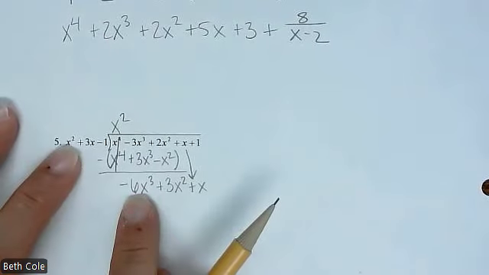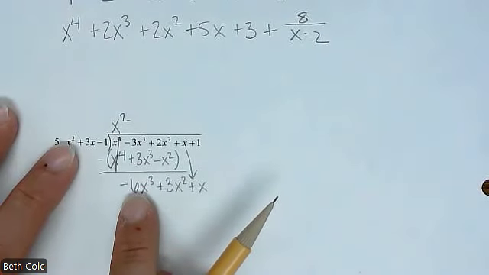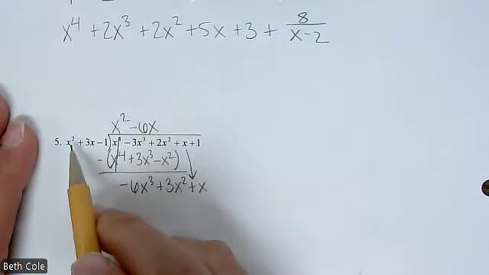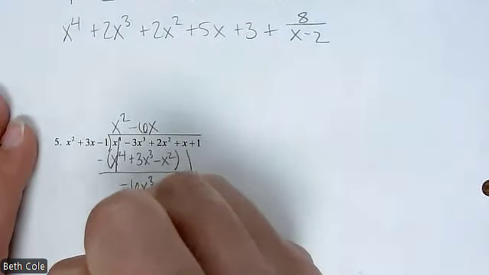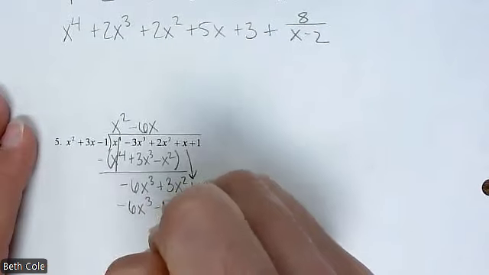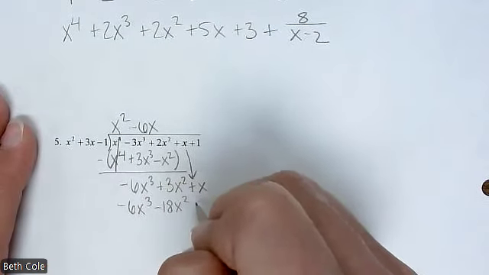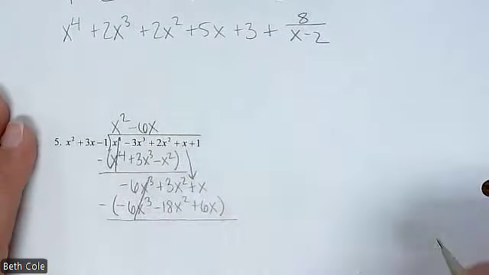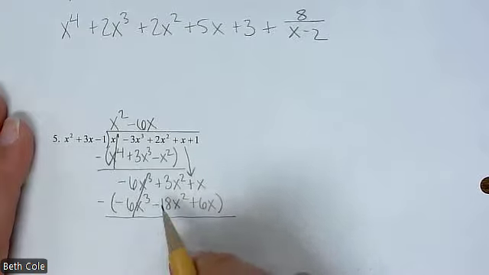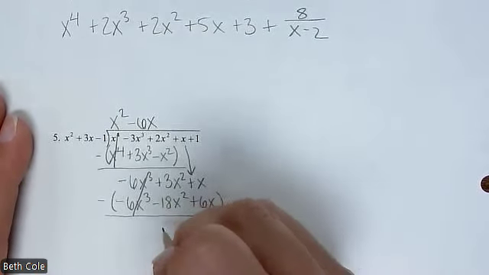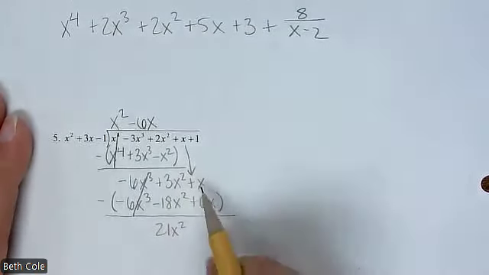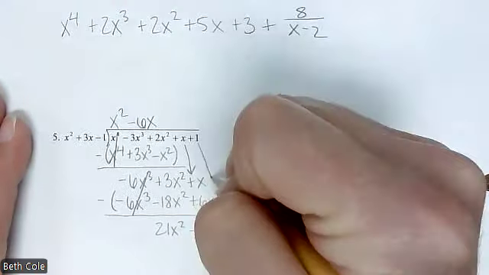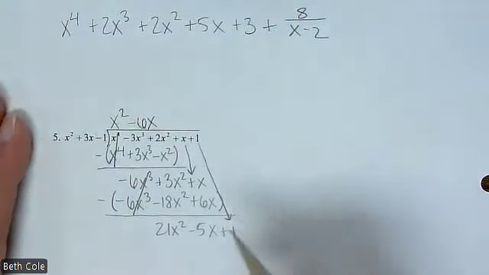So compare the first ones. To turn an x squared into a -6x cubed, that would be a -6x. Distribute -6x through here. This is 3 plus 18, so that's going to be 21x squared. This is 1x minus 6x, so -5x. I'm going to bring down the plus 1 more time.